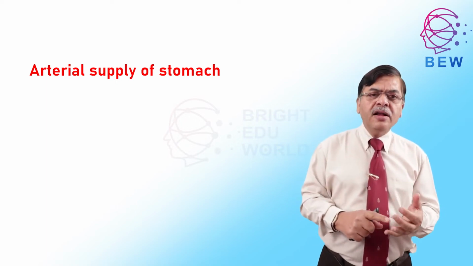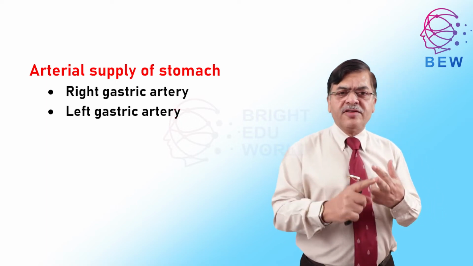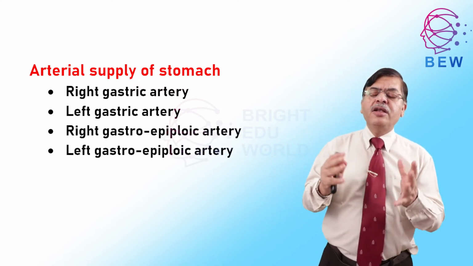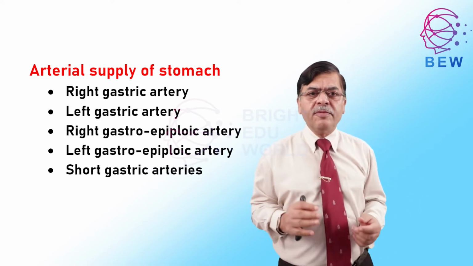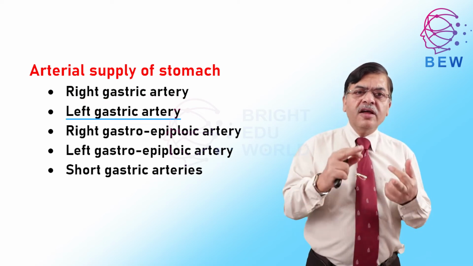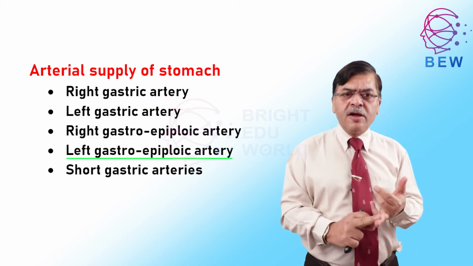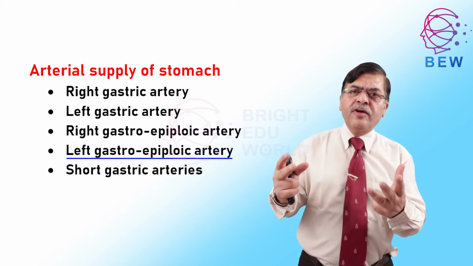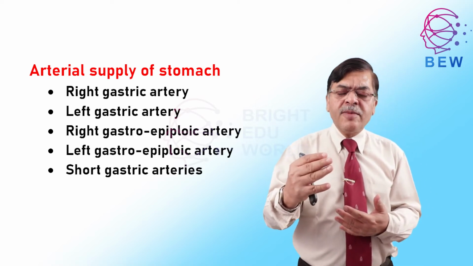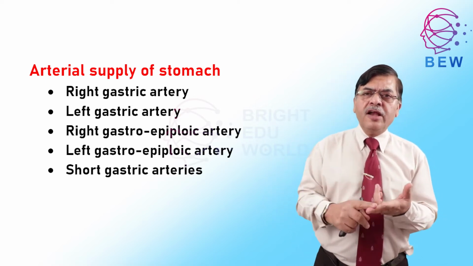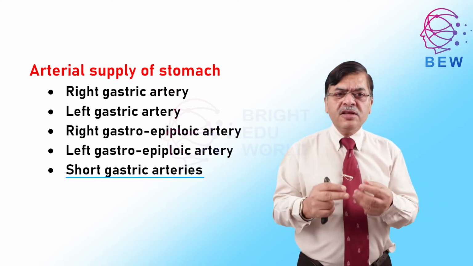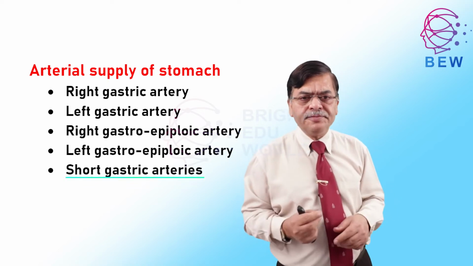The arteries are the right gastric artery, left gastric artery, right gastroepiploic, left gastroepiploic, and multiple short gastric arteries, 5 to 7 in number. So to repeat that: right gastric artery, left gastric artery, right gastroepiploic artery, left gastroepiploic artery. Epiploic stands for omentum. So right gastroepiploic means it supplies the stomach as well as the omentum. So right gastroepiploic, left gastroepiploic, and multiple short gastrics, which are generally 5 to 7 in number.